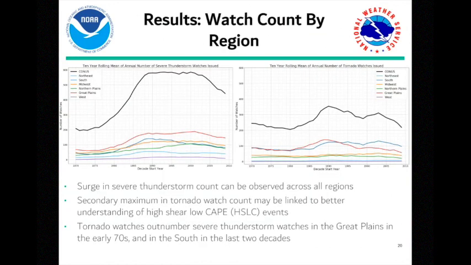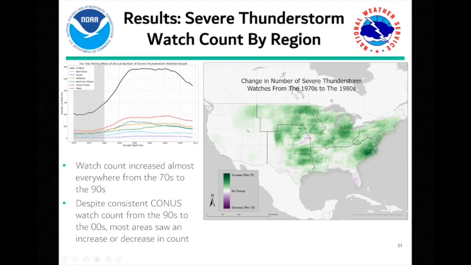We can also look at this graphically. Here you can see that same surge in severe thunderstorm count across most regions throughout the 70s and 80s. Something you couldn't really see from the maps is this secondary peak in tornado watch count in the 2000s, which we think may be linked to having a better understanding of high shear low CAPE environments, especially because this peak is most noticeable across the south. Something else you may see here is that tornado watches actually outnumbered severe thunderstorm watches in the Great Plains in the early 70s, and then again for the south in the last 2 decades, which is unique to these regions.